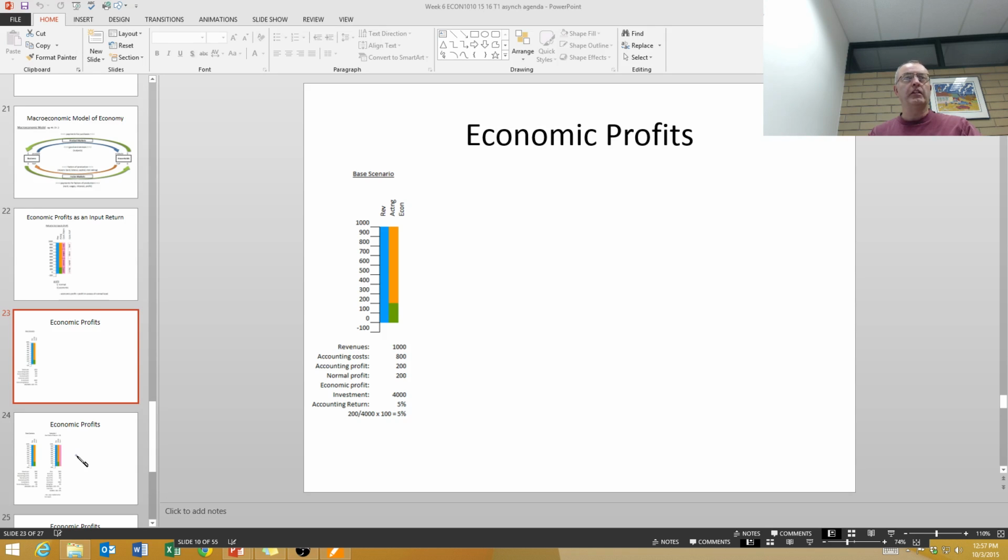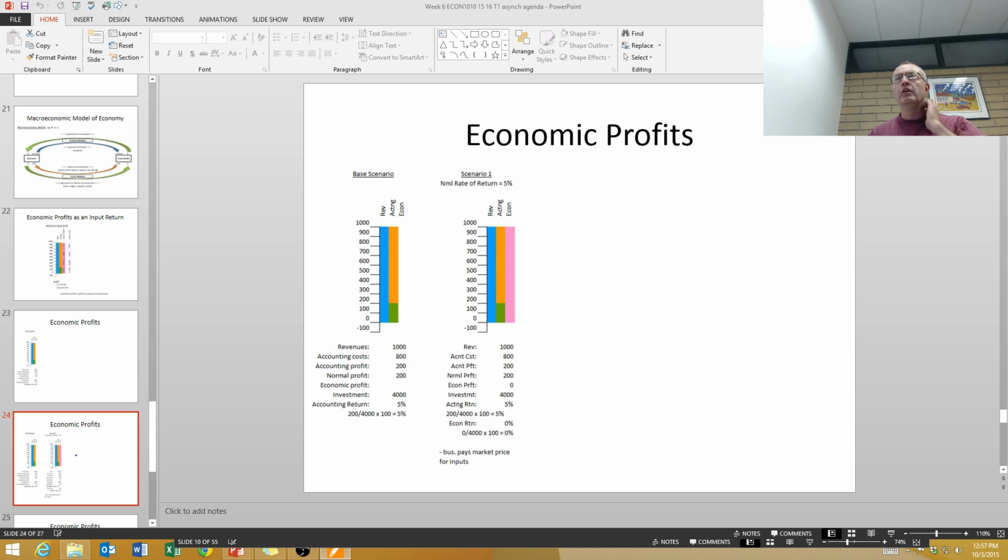Okay, so now let's move on to our next little example. So that's our base case. Here's our base case. We're saying that in this particular industry, the normal rate of return is 5% per year. So we have accounting revenue of $1,000, same as before. Accounting cost of $800, same as before. Accounting profit of $200, same as before. And the accounting return is 5%. $200 divided by 4,000 times 100 is 5%.